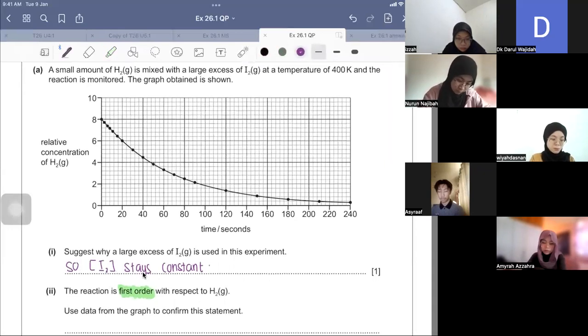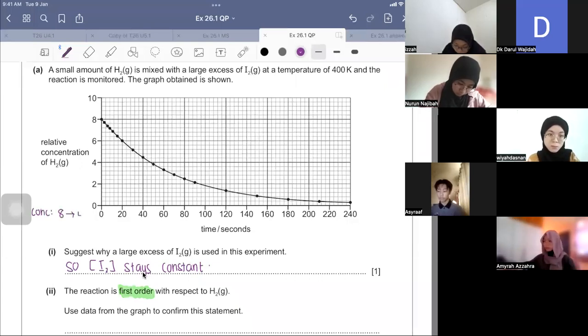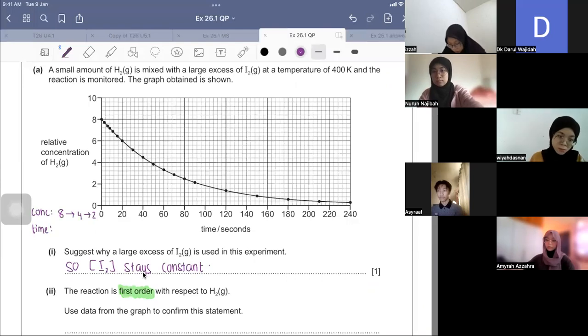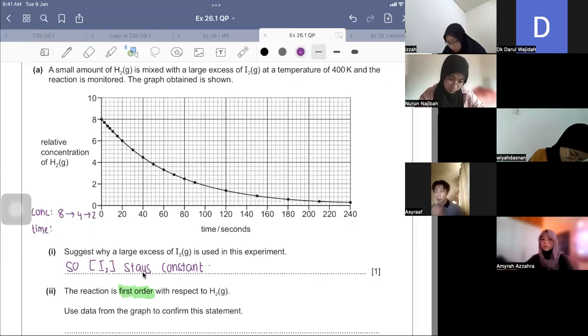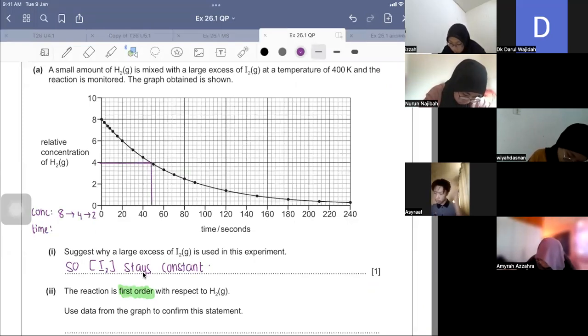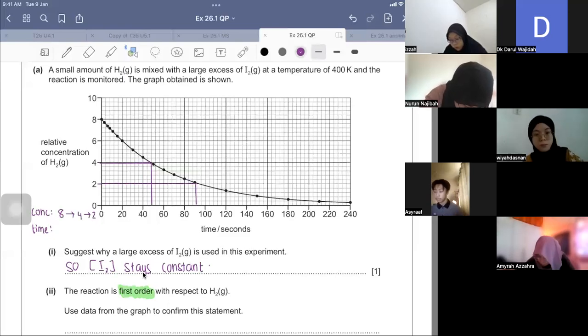You are starting at concentration 8. You want to go down to 4 and then go down to 2. Okay, it's the time taken for your concentration to go down by half. So at 8, the time is 0. At concentration 4, the time is somewhere there. Okay, and then at concentration 2, the time is somewhere there.